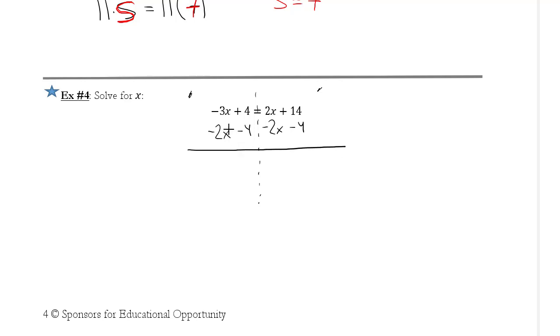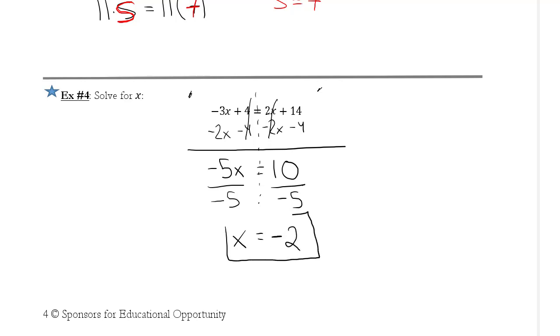And what do we do when we get that? We have a negative 3x minus 2x. That'll be a negative 5x. These cancel. That's the whole point of why we subtracted 4. These cancel. That's why we subtracted 2x. And on this side, we're going to have a positive 10, right? 14 minus 4 is 10. Let's divide by negative 5. Divide by negative 5. And we end up with x equal to negative 2.